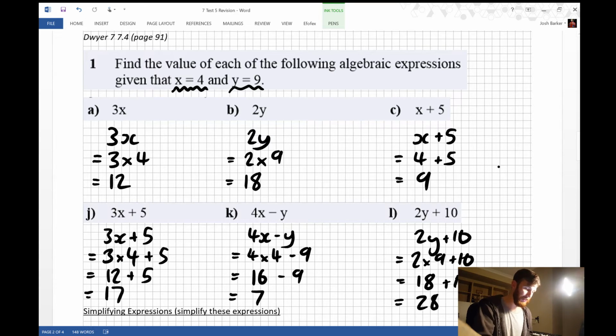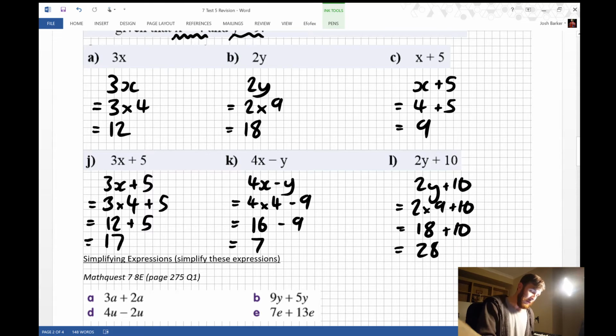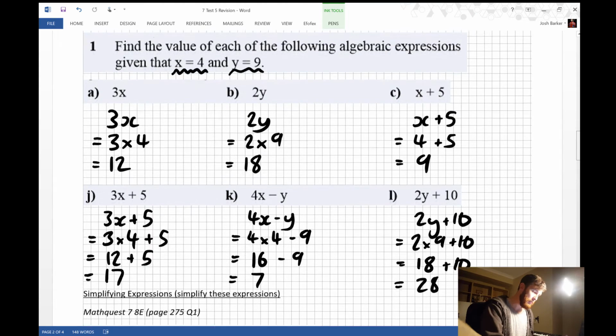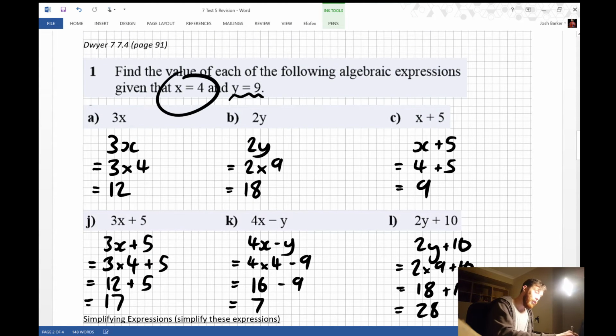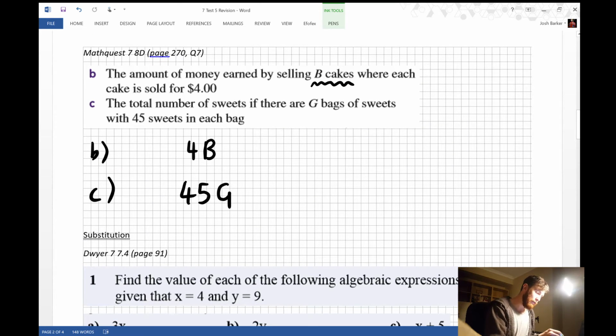Now, a couple of you got confused when we first started learning this. A couple of you said something like, oh, remember yesterday when x was equal to 4, does that mean that x is always equal to 4? Well, no, because x normally stands in for any number. It just means in this question specifically, we know that x is equal to 4 and y is equal to 9, when really they stand in for any number. It's kind of like these expressions that we just did where the amount of sweets we have in total, if there's G sweets in the bag with 45 in each bag, we might happen to know this time that we've got 6 bags of sweets, so we'd have 6 lots of 45 in total.